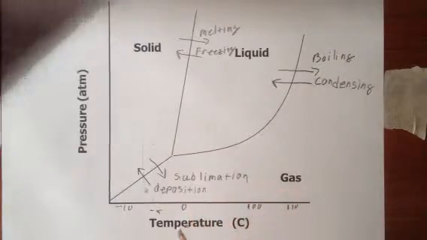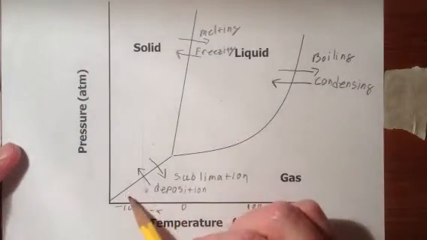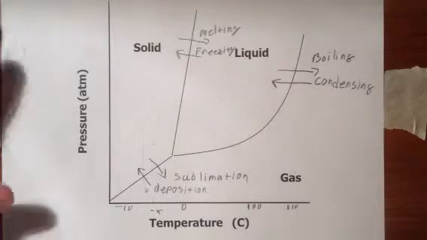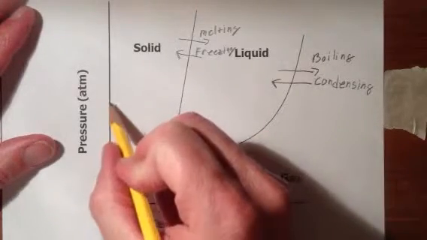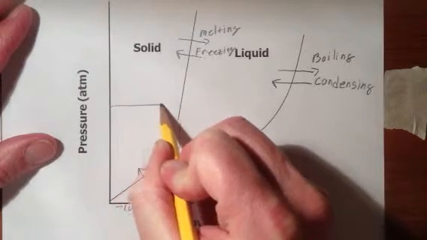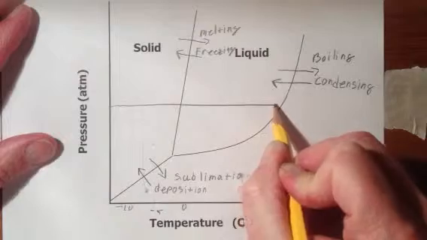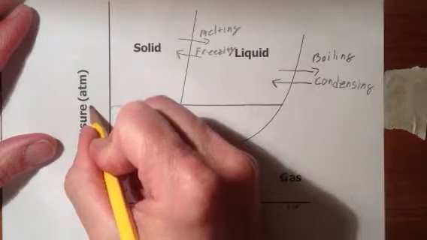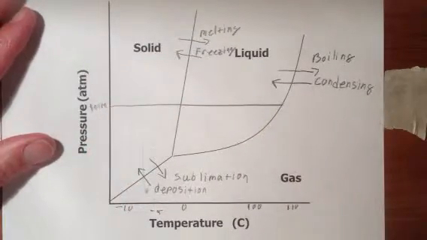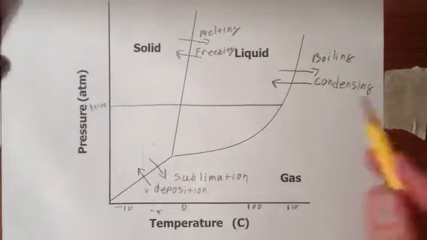So anywhere along this line, we've got deposition going this way, sublimation going this way. Okay? Now, let's concentrate on this right here. Let's act like this is 1 atmosphere. Now this makes sense to us because we live at 1 atmosphere.